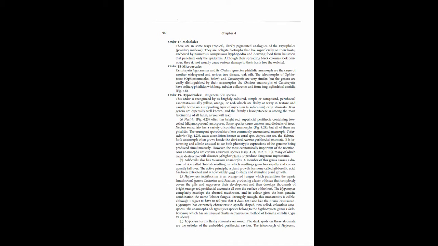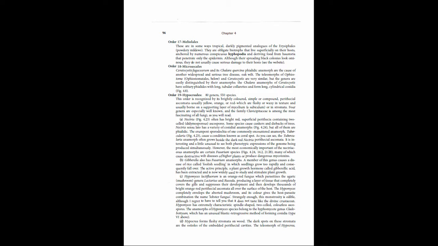Order 19 Hypocreales, 80 genera, 550 species. This order is recognized by its brightly colored, simple or compound, perithecial ascomata, usually yellow, orange, or red, which are fleshy or waxy in texture and usually borne on a supporting layer of mycelium, a subiculum, or in stromata. Four genera are especially well known, and the family Clavicipitaceae is among the most fascinating of all fungi, as you will read. A. Nectria, Fig 4.23, often has bright red, superficial perithecia containing toothed, didymosporous ascospores.